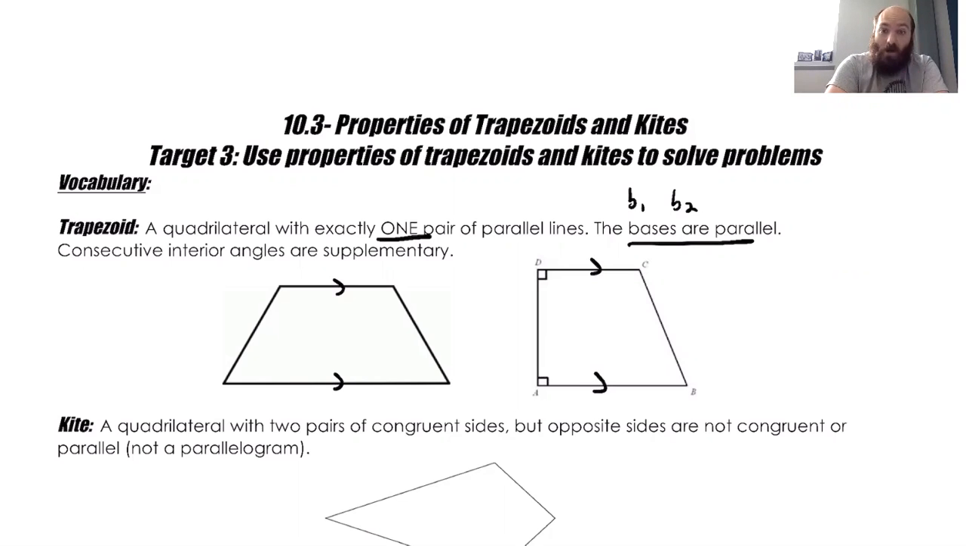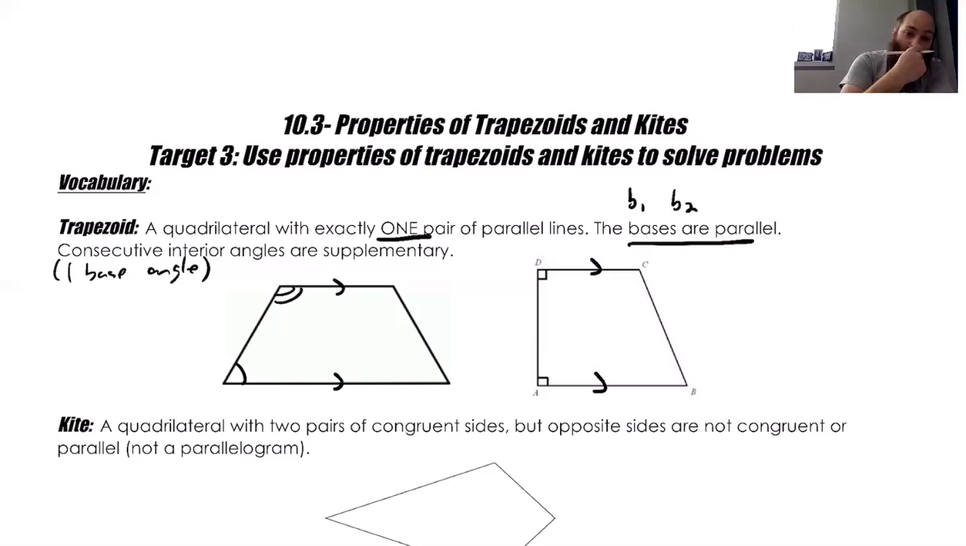Consecutive interior angles are supplementary. It doesn't matter which way you go. I should say consecutive interior angles, but it also needs to be one base angle in each case. So what I mean is this angle and this angle are supplementary.